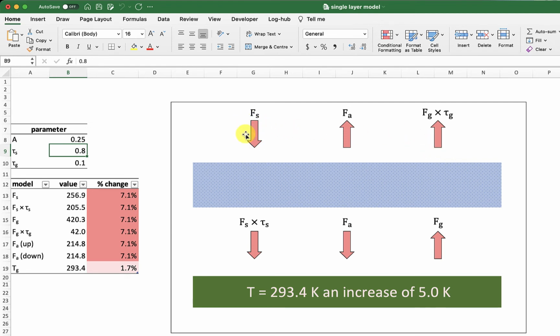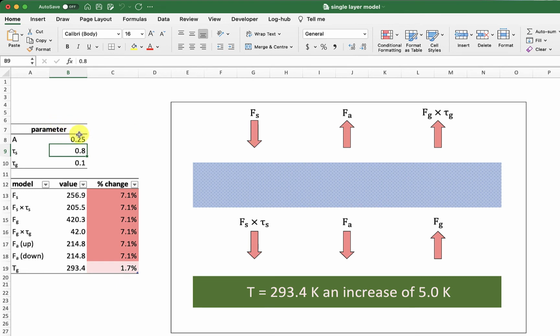So red means that the associated flux has increased, and blue, not seen in this change, would mean that the associated flux has decreased. We can see a decrease in some of these fluxes if, for instance, we decided to increase the transmission of infrared radiation. So make the tau G parameter bigger.